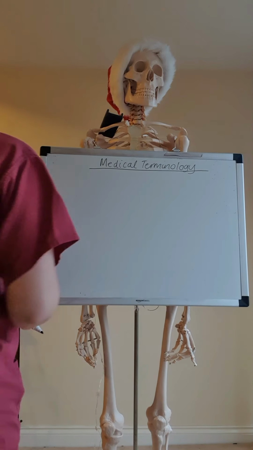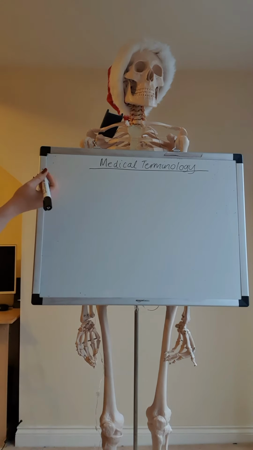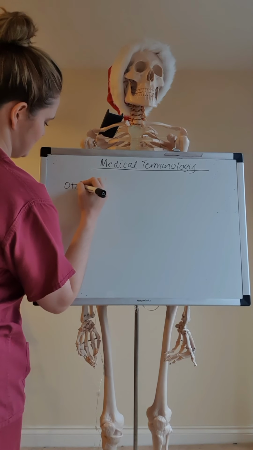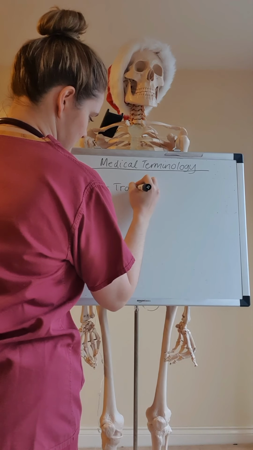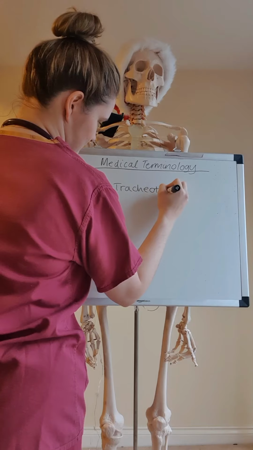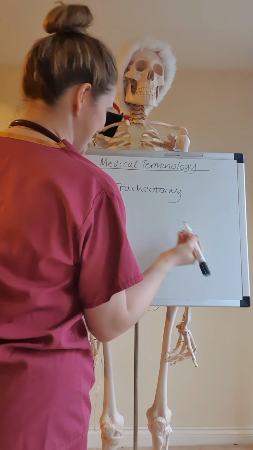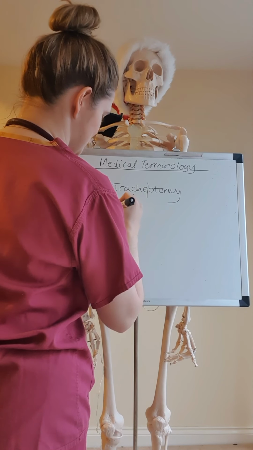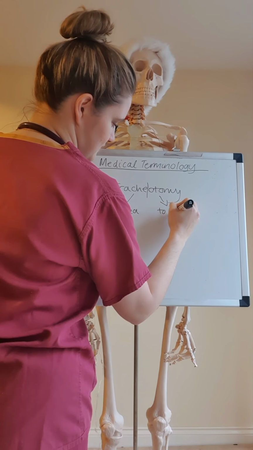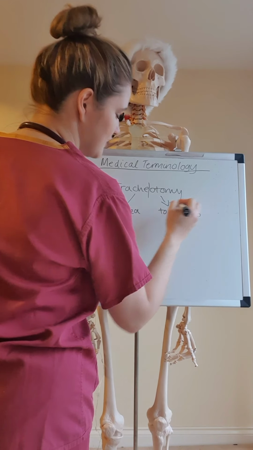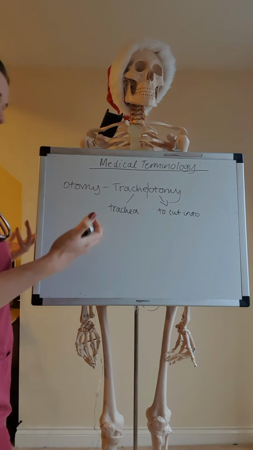Moving on to something else as well. We'll do an otomy, like a tracheotomy. Trying to show you I've spelt it right. So tracheotomy, trache, we know that's to do with the trachea. And otomy means to cut into. So not to cut out, like an ectomy, but to cut into. So a tracheotomy is essentially cutting into the trachea.